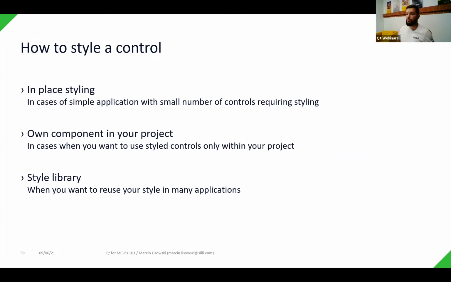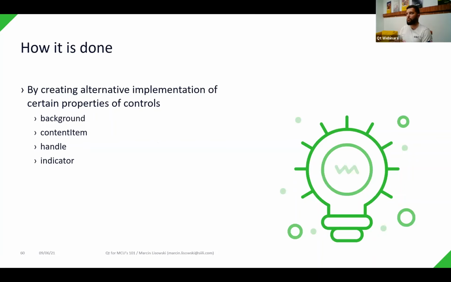And finally, the most advanced way is to provide a style library that can be redistributed between different applications. And this is, as I said, the most advanced way of doing that, but that provides you a way to share a single style library between different applications that can do different things and still hold the single style. But how is this style generally done, how does styling look like?